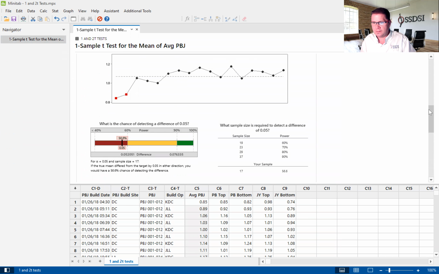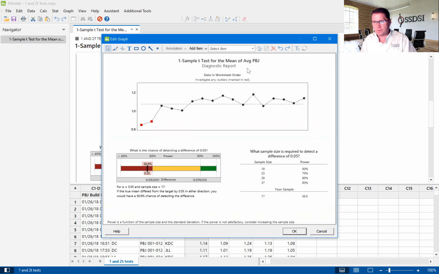Okay, so let's move up to the diagnostic report. The diagnostic report tells us that we do have some unusual data. In this case, I and my team would stop and ask, what's causing that? Because that could be a signal, something actually happening within our process that could potentially be the answer to our project. We also see down here, it says, what is the chance of detecting a difference of 0.05? With our current sample of 17, it's telling us that we have almost a 57% chance of detecting a difference. That to me is not enough.